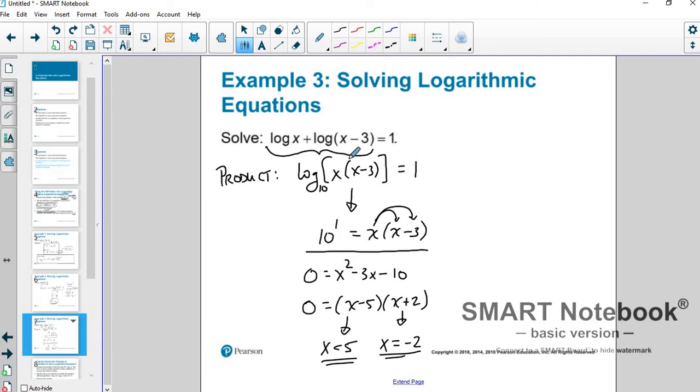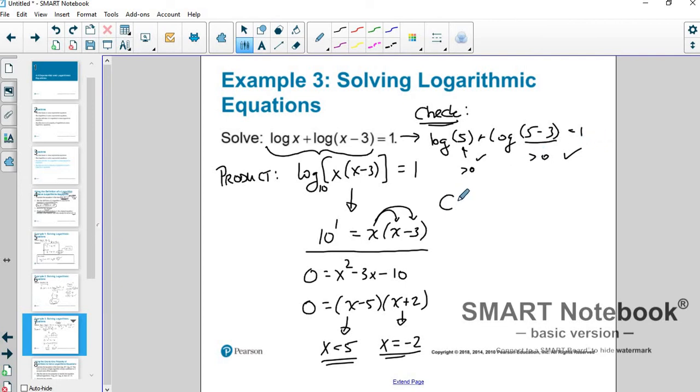Now, remember, you have to test the domain, and the way that you do that is you plug it back into the original function, all the way back in the beginning. So we're going to plug in 5. You don't have to check whether it works, you just have to check really whether the domain's okay. Domain, positive, yes. 5 minus 3 is 2, positive, yes. We're good. So it checks. All right. How about the second one though? Log of minus 2 plus log of minus 2 minus 3 equals 1. Well, negative 2, negative 5, neither of those are any good, and so not okay.